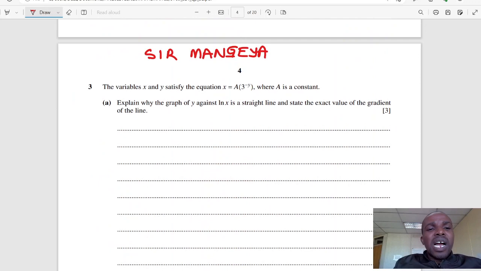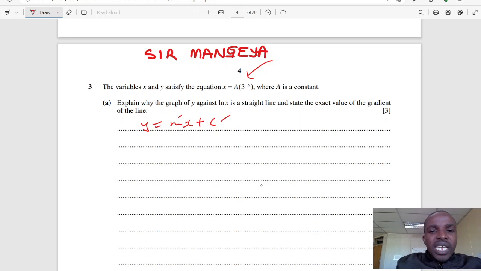Right, question number 3. The variables x and y satisfy the equation, where a is a constant. Explain why the graph of y against ln x is a straight line, and state the exact value of the gradient. So from your equation, you have to find ln x and y. You have to make y the subject and express it in the form y = mx + c, where m is the gradient and c is the y-intercept.